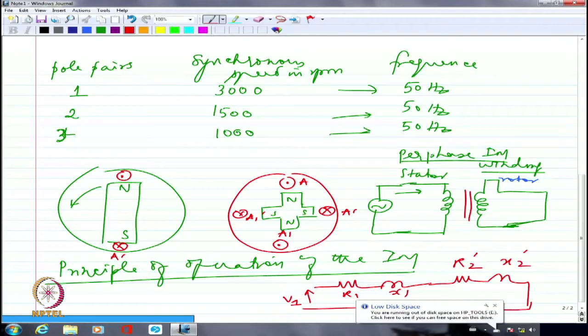Let's say it really succeeds and it reaches synchronous speed. The moment the rotor reaches synchronous speed, the rotor conductors would see a stationary magnetic field. There is no rate of change of flux. There is no rotor current. There is no rotor flux. There is no interaction. There is no torque. Then the speed will fall.